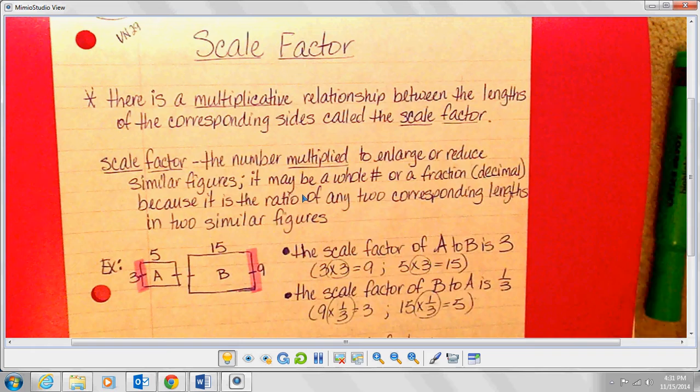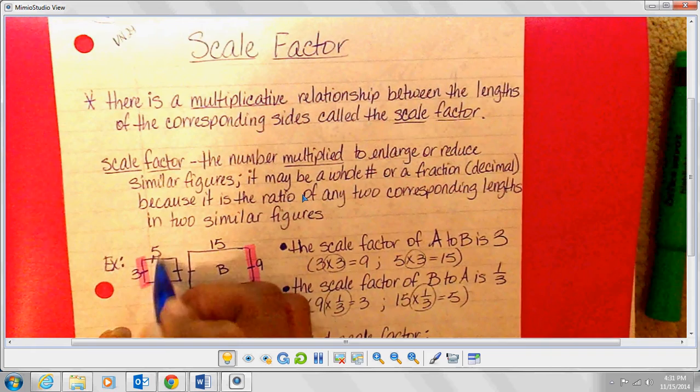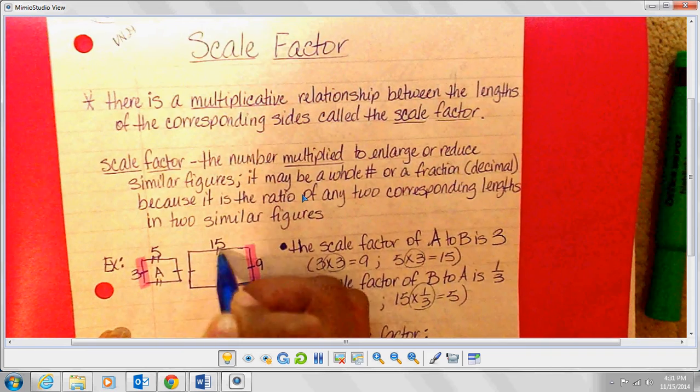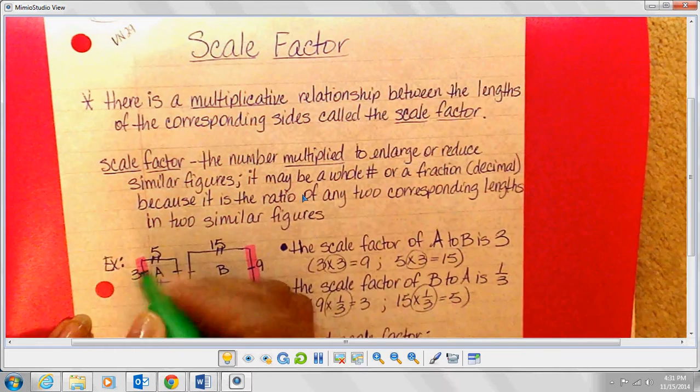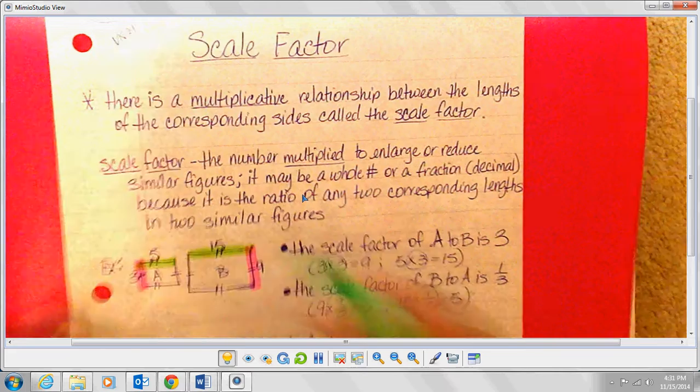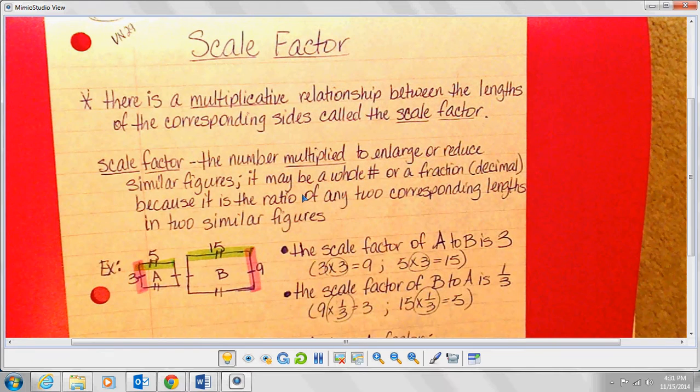And if I look at my top and bottom, remember, they would be congruent in a rectangle. So therefore, the 5 and the 15 are going to correspond as well. So that is why I would do 5 times 3 to get 15. Since I multiplied both the 3 and the 5 by 3 to get the corresponding measure, that is why I have a scale factor of 3.